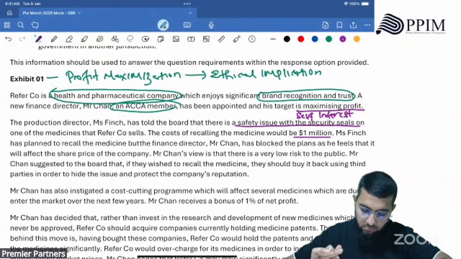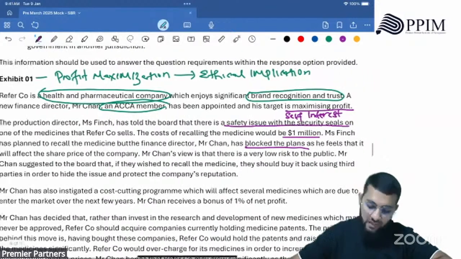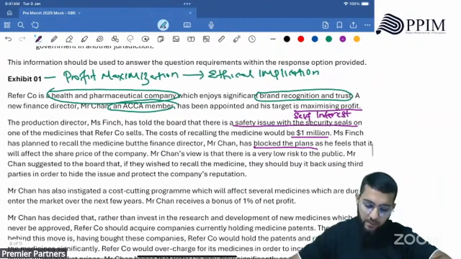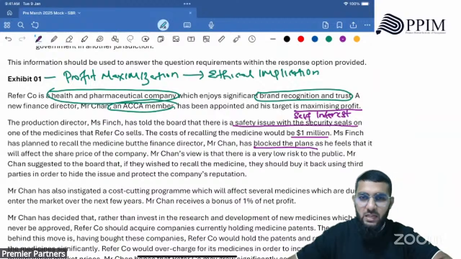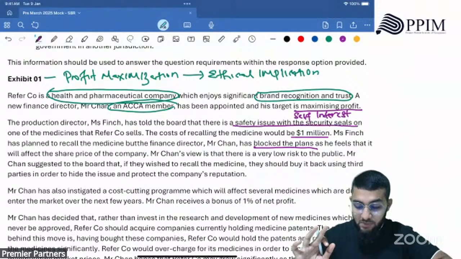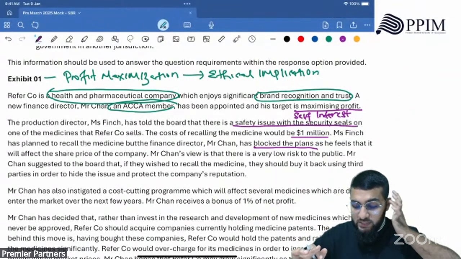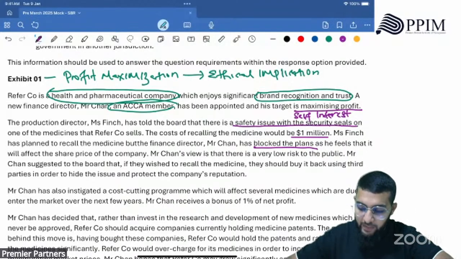Okay. Miss Finch, the production director, wants to recall, but the finance director, Mr. Chan, has blocked the plans, as he feels that it will affect the share price of the company. This $1 million is going to reduce the profits. Maximizing of profit is his target. If the profit goes down, share price goes down, something is there that he is interested in. Let's see. Mr. Chan's view is that there is a very low risk to the public.